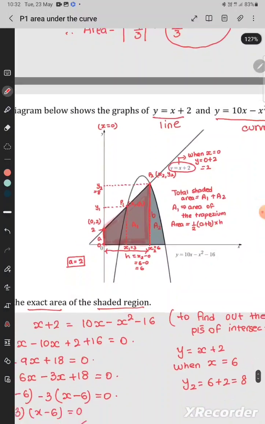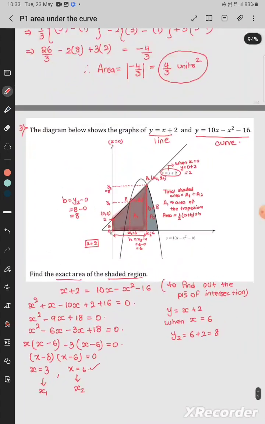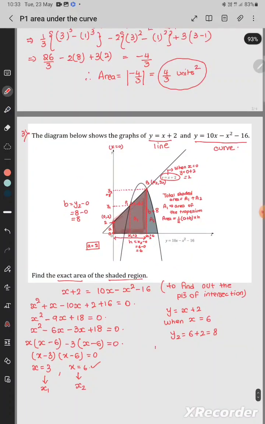So b will be what? b will be y2 minus 0, which is 8 minus 0, 8. So this is 8. I have now found out A, I have found out B, I know H. So I can find out the area of the trapezium, which was A1. So half into A plus B into H.